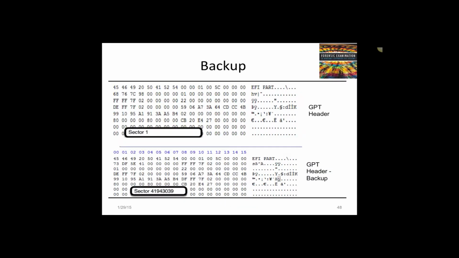So just to show the comparison here. Here is sector 1, which is a GPT header, and then sector 41,943,039 is the backup copy. Okay. And you will see there are some differences in the information that's in here, only because the sector references are going to be different. Okay. They're going to be reversed.